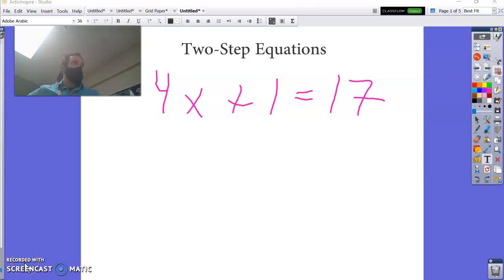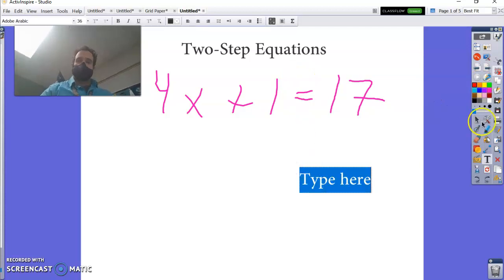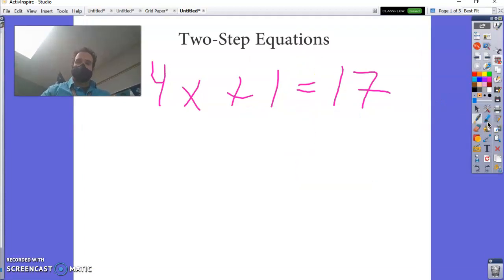Okay, so two-step equation. We got this thing. What we're going to do, we're going to go ahead and write this down. Split your equation down the middle, like so. Create two sides, a left side and a right side.